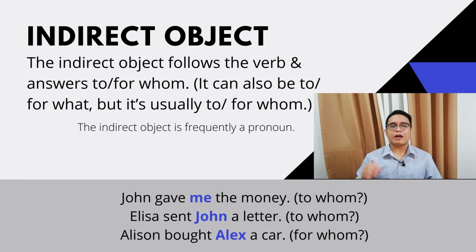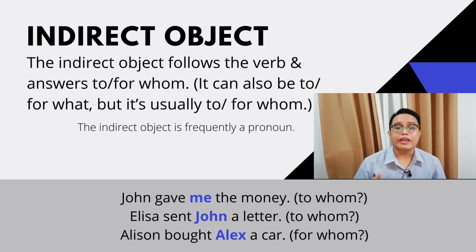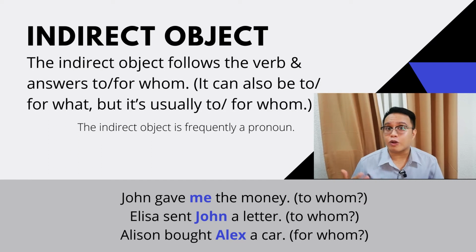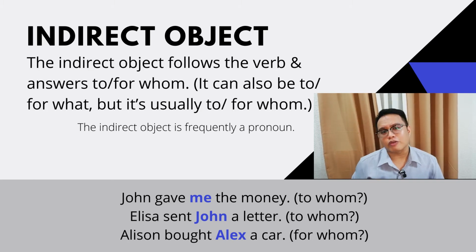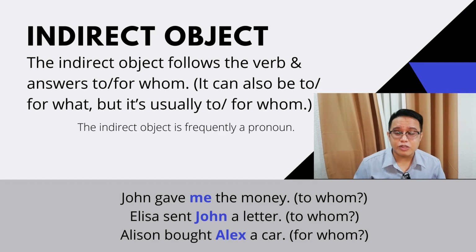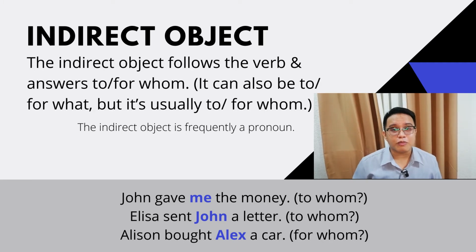To whom or for whom, para kang kinsa niya gibuhat ang actions. Okay? It can also be to what or for what, but it's usually to whom or for whom ang question. So for example, in our sentence here, the indirect object is frequently a pronoun. Usahay pronoun ang indirect object, but most of the time, and that's what we will be using in our lesson today, noun gyud atong gamiton. But it doesn't mean nga puro sa pod noun. Pwede na gyud siya mahimong pronoun.